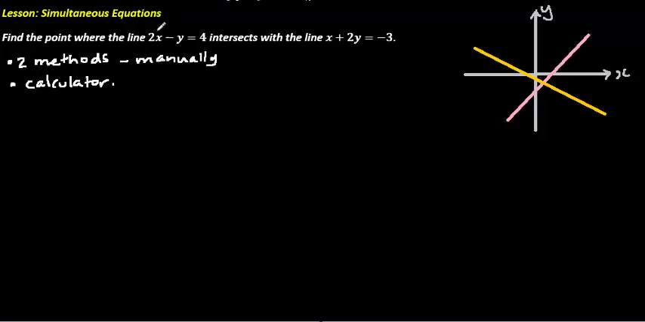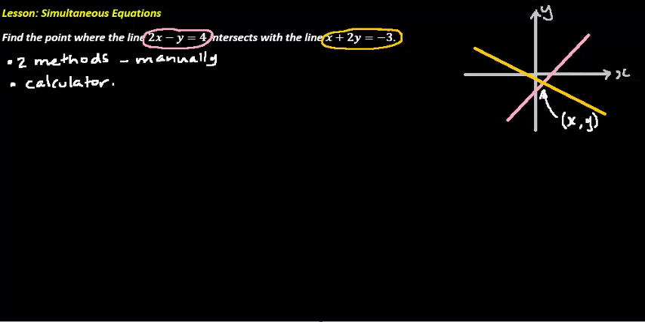So here I have a system where one of the lines, 2x minus y equals 4, is shown in pink, so I'm going to put a pink circle around it. The other line, x plus 2y equals negative 3, is shown in orange, and so I'll put an orange circle around that. So we know which line is which. Simultaneous equations will help us find this point here, x and y, where they intersect.